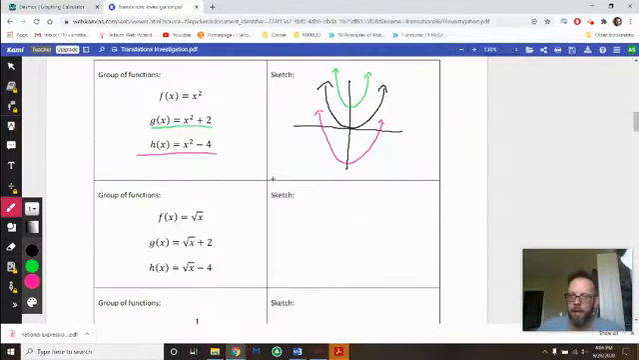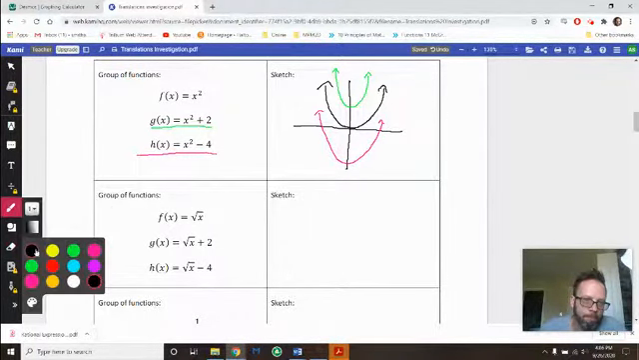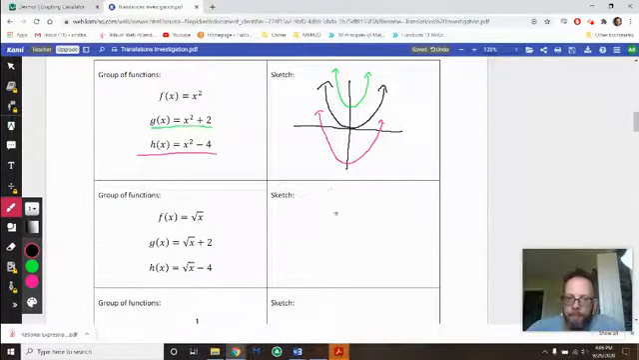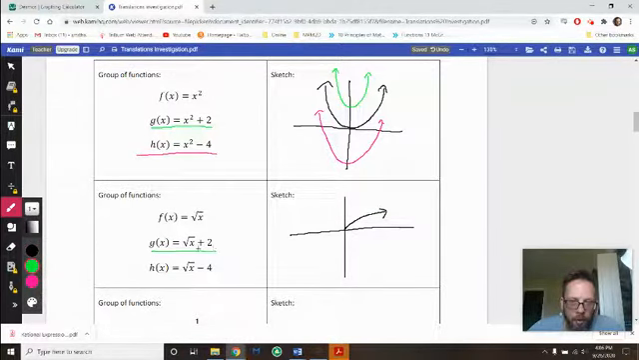So let's get these down. Rough axes. Very rough, that's okay. The basic function. Root x plus 2 looked like that. Root x minus 4 looked like that. So hopefully you got something similar when you did yours.